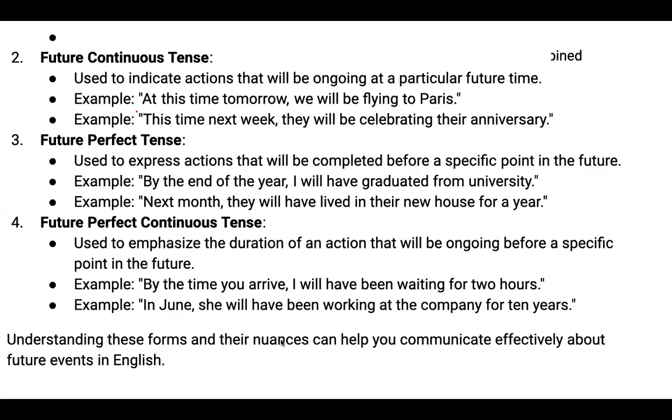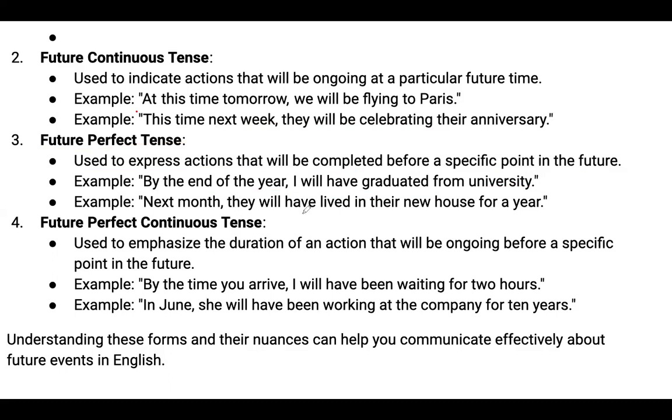So the next one you would find out here: at this time next week, they will be celebrating their anniversary. Look into the next one, future perfect tense. Generally, future perfect tense is used to express an action that will be completed before a specific point. Let's add that example: by the end of the year, I will have graduated.